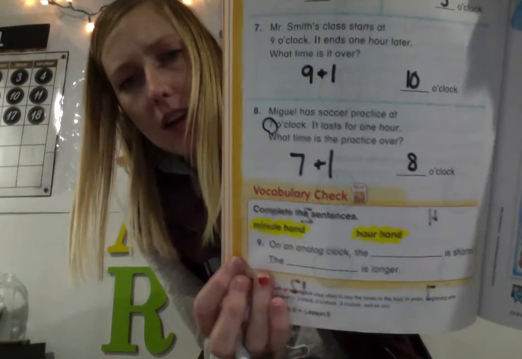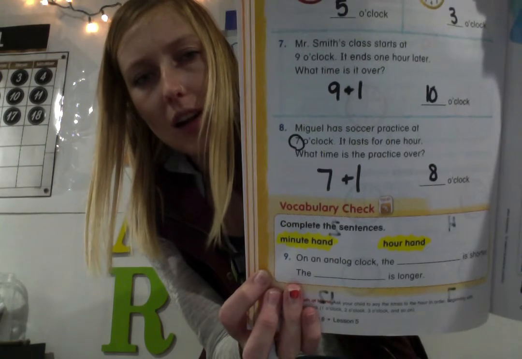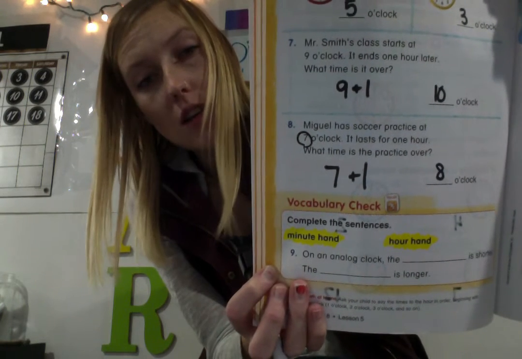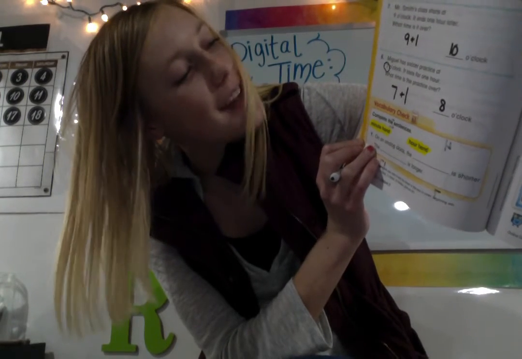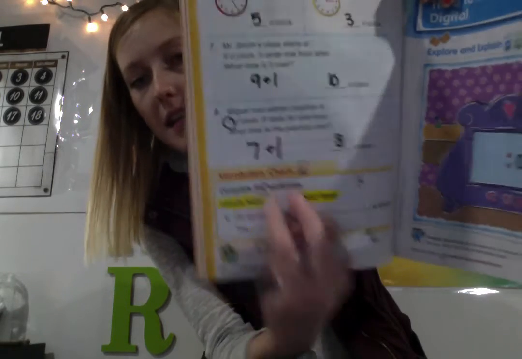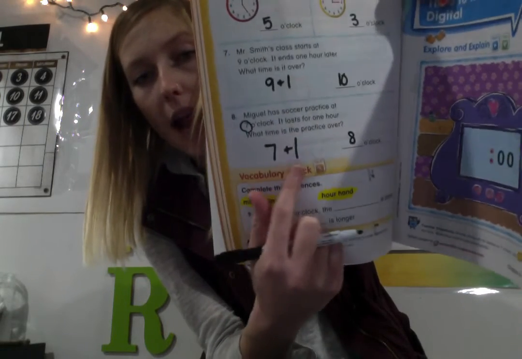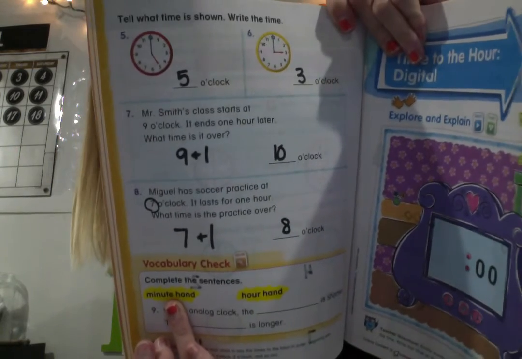And then you can also see there, I'll read it. It says Miguel has soccer practice at 7 o'clock. It lasts for 1 hour. What time is practice over? Same thing. It started at 7. We add 1 hour. It ends at 8. So those are the answers you should have gotten on the back.